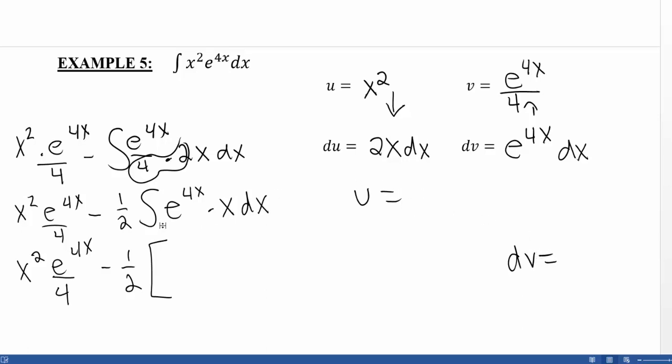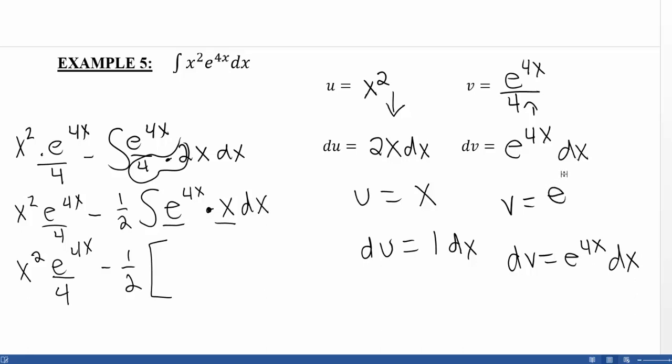But now my two functions are e to the 4x and x. So again, my u is going to be x because that's going to get simpler when I take the derivative. The derivative of x is going to be 1 dx. So that's promising. Now we're down to a constant. My dv was everything else. So e to the 4x dx. So my v is e to the 4x over 4, right? Should seem familiar.